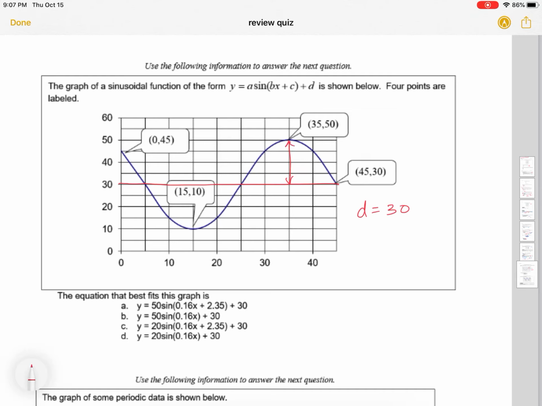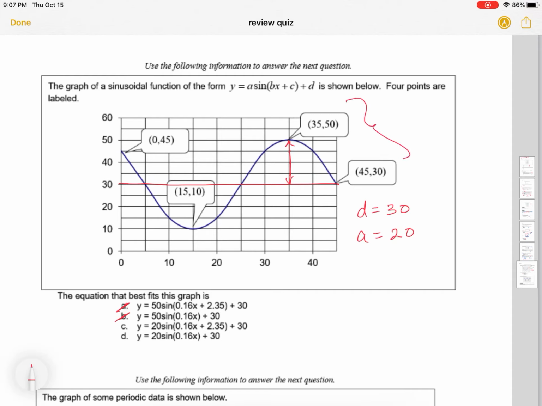But look, they have different amplitudes. So let's find out what the amplitude is of this. Well, it's the distance from the peak to the midline. So that's 1, 2, 3, 4. And this goes up by 5s, right? 5, 10, 15, 20. So A equals 20. So that means this one and this one are incorrect.